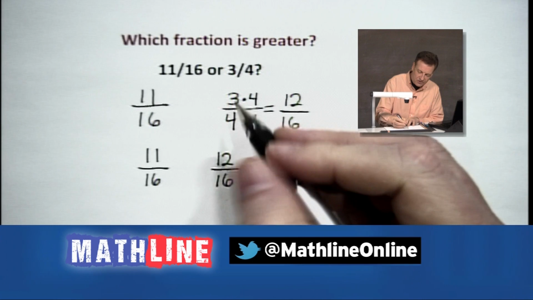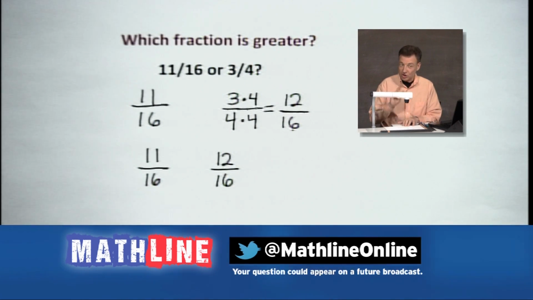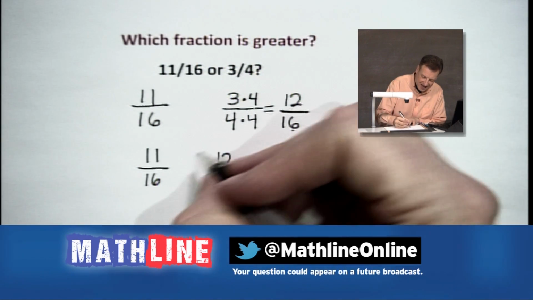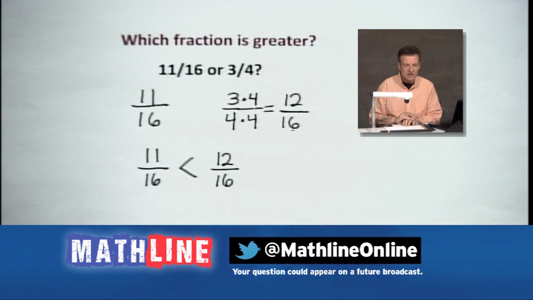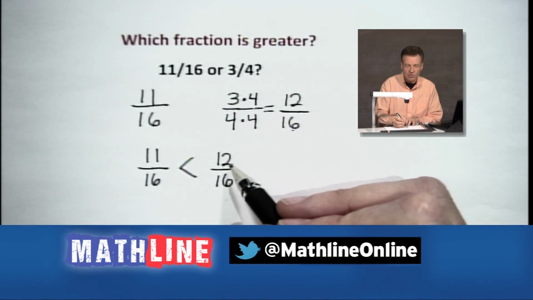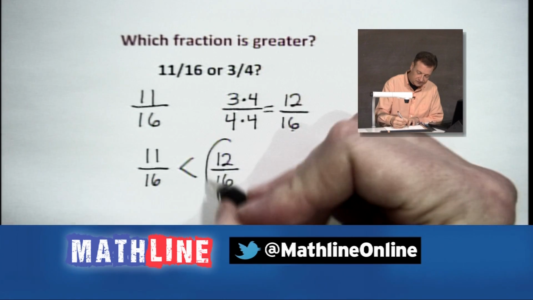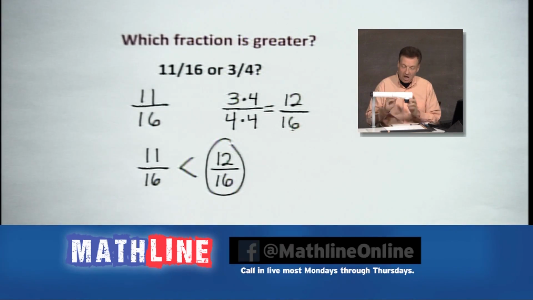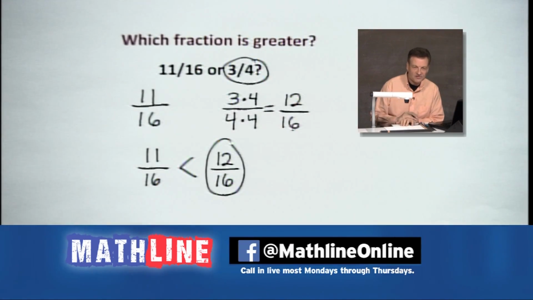And those of you who thought 3/4 was smaller, guess what? You're not right, are you? This time, we're going to put a less than in between there because 11 is smaller than 12. So which one is greater? 12 over 16, which means 3/4 is the greater. 3/4 is our match.